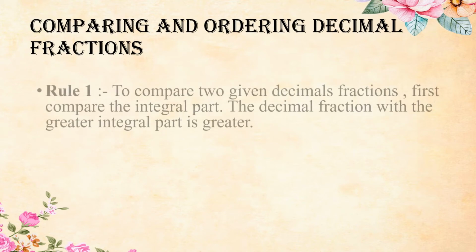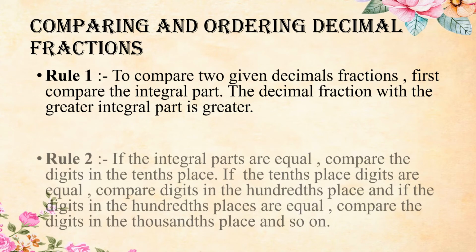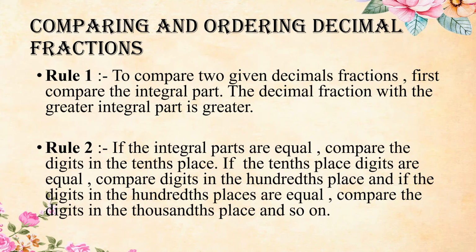Comparing and ordering decimal fractions. So here are the two rules. The first rule is when you want to compare two given decimal fractions, first compare the integral part, and the decimal fraction with the greater integral part is greater. According to rule number 2, if the integral parts are equal, then compare the digits in the 10th place. If the 10th place digits are equal, compare the digits in the 100th place. And if the digits in the 100th place are equal, then compare the digits in the 1000th place and so on.